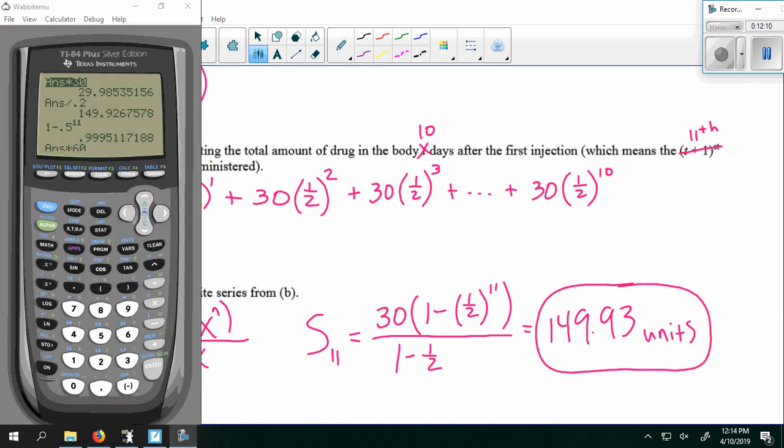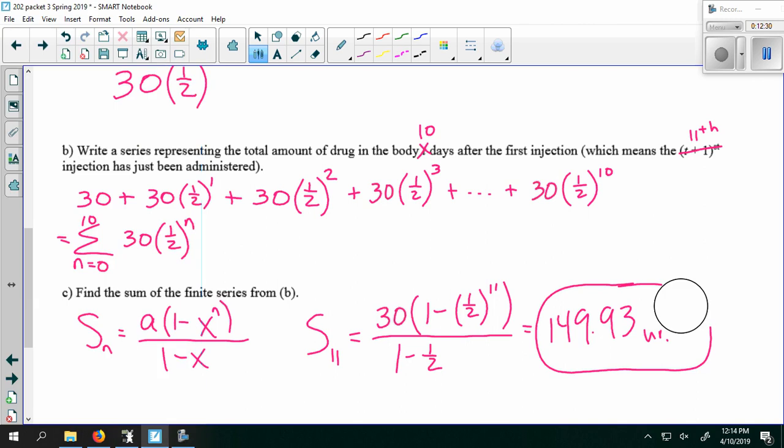Okay, I just realized I made a little mistake here. I divided by 0.2 instead of 0.5. So I'm going to take that 29.98 number, and I need to divide by 0.5, not 0.2. So that comes out to 59.97 units of the drug after 11 days.